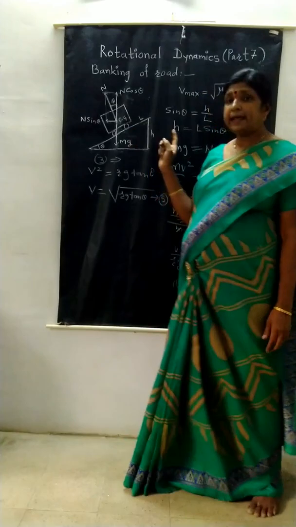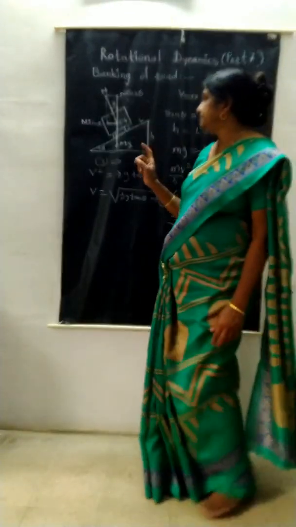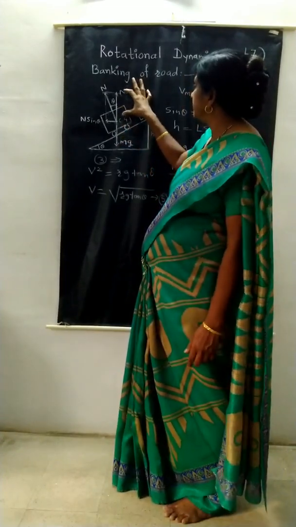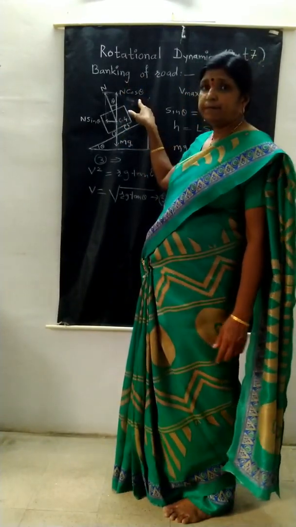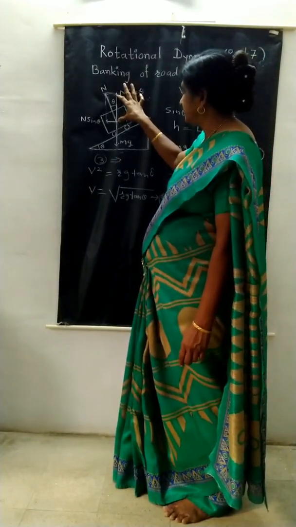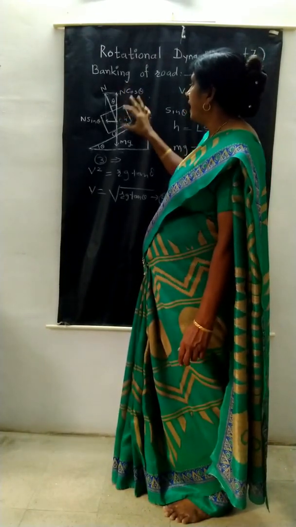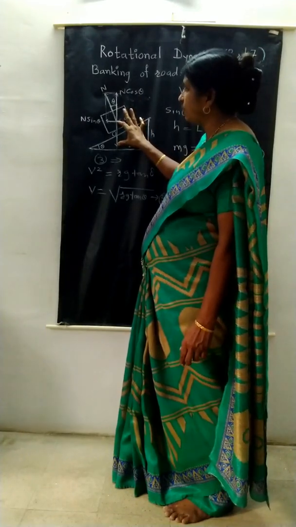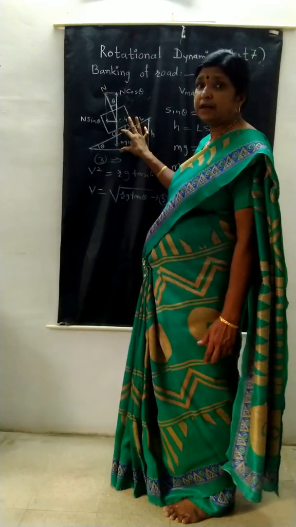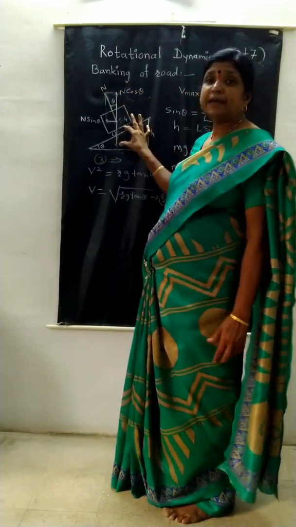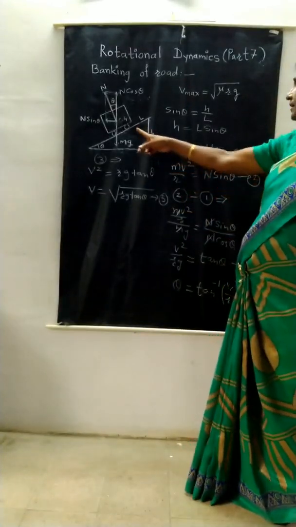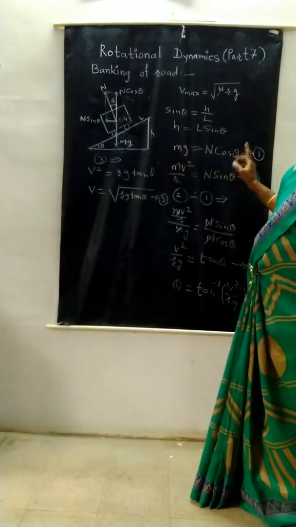Whenever you draw the diagram, please remember that this weight mg is balanced by this component N cos theta. Therefore, you have to draw this length from the center of gravity and this length for mg from the center of gravity equal. Because they balance each other, they are equal in magnitude and opposite in direction. Hence, we write mg is equal to N cos theta.